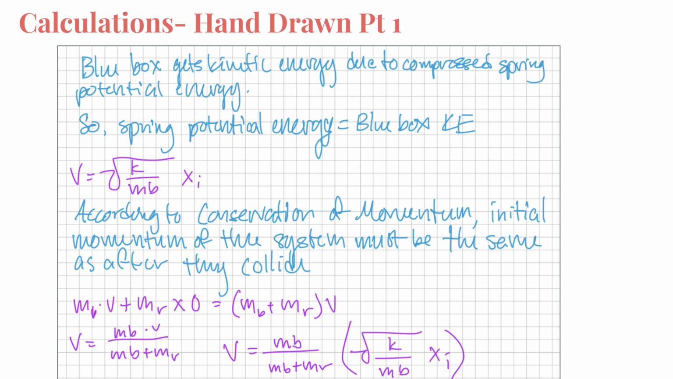The initial momentum of the system must be the same as after they collide. So we can set up the equation: mass of the blue box multiplied by velocity plus mass of the red box times zero is equal to the mass of the blue box plus the mass of the red box multiplied by the final velocity. Now on the bottom left, these equations can be rewritten as the final velocity is equal to the mass of the blue box times velocity over the mass of the blue box plus the mass of the red box. And then this turns into velocity equals the mass of the blue box over the mass of the blue box plus the mass of the red box, multiplied by the square root of k divided by the mass of the blue box, times x initial.